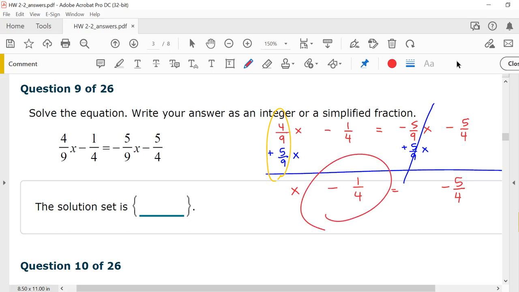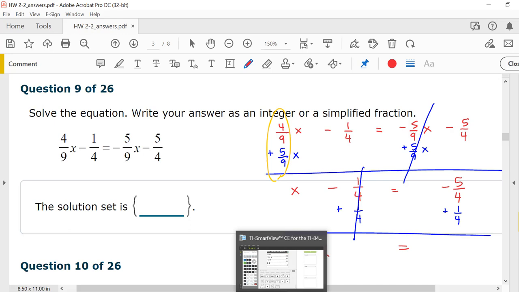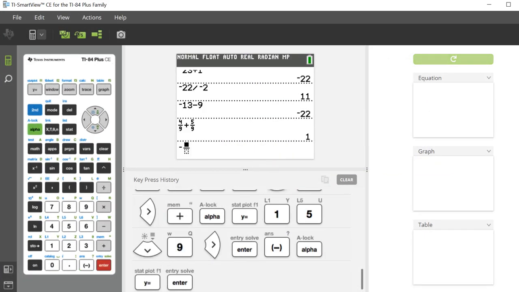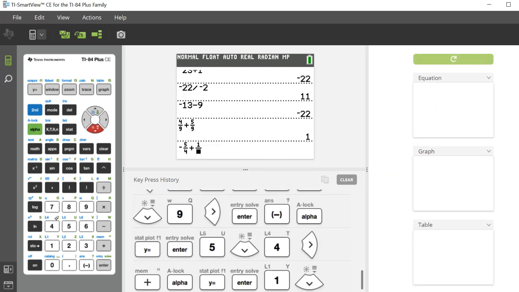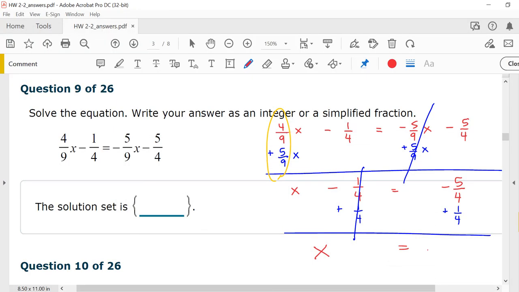Okay, to get the x by itself, I need to move minus 1/4 to the right-hand side. So instead of saying x minus 1/4, I need to add 1/4 to both sides. Negative 1/4 plus 1/4 is 0. x plus 0 is just x. So x will equal negative 5/4 plus 1/4. Negative 5/4 plus 1/4 is negative 1. Your solution set is x equals negative 1.